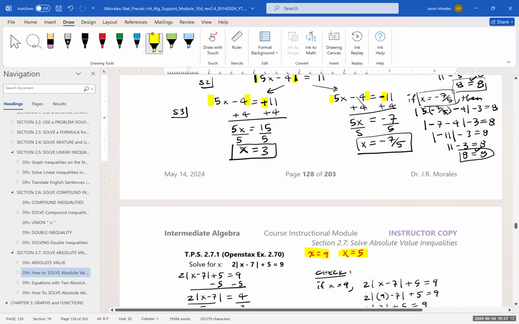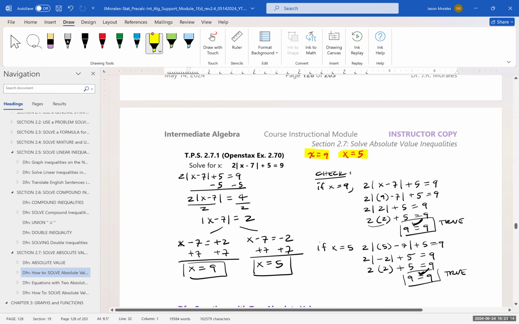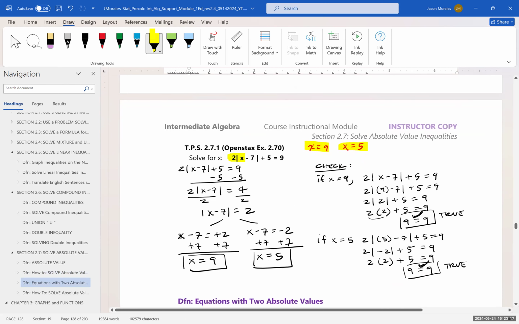Okay, you're back. So let's take a look at this solution. All right, so we've got 2 times the absolute value of x minus 7 plus 5 equals 9. So I've just rewritten the equation here. So the first step, we want to isolate the absolute value. So first going to subtract 5 from both sides. And that helps, but we still have this 2 out in front. So we'll divide both sides by 2. And these 2's will cancel. And now we've got the absolute value isolated.